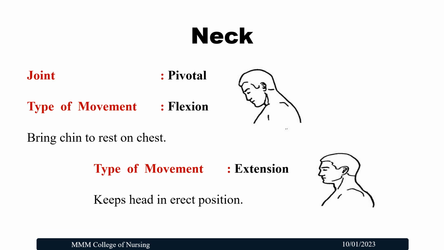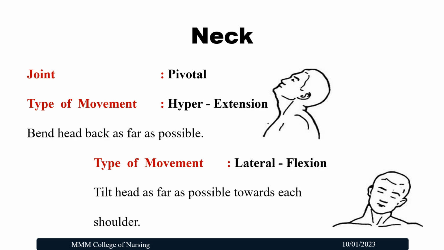The pivotal type of joint is present in the neck. The possible movements are flexion, that is bringing the chin to rest on the chest. Then extension, this movement keeps the head in erect position. Hyperextension, that is bending the head backward as far as possible. Then lateral flexion, that is tilting the head as far as possible towards each side of shoulders. It may be a left or right side.